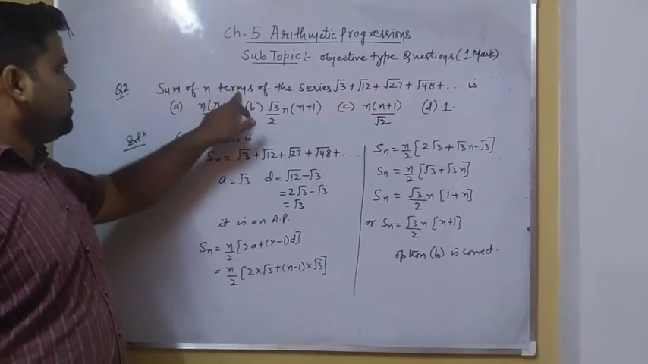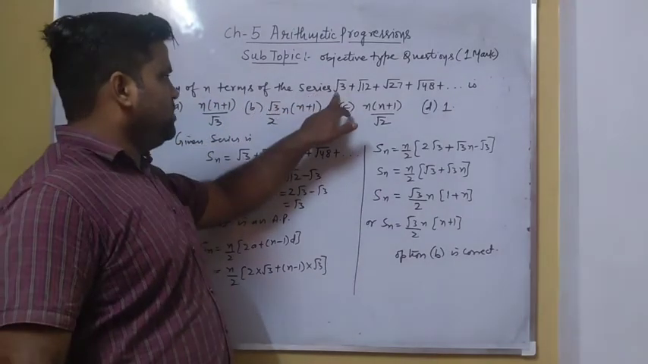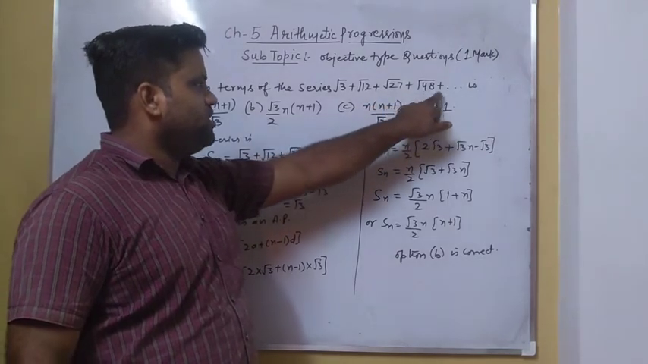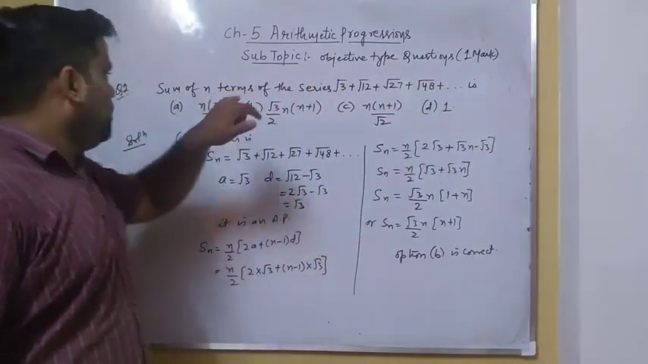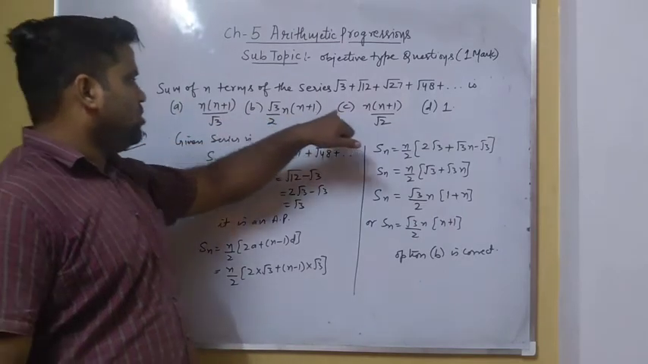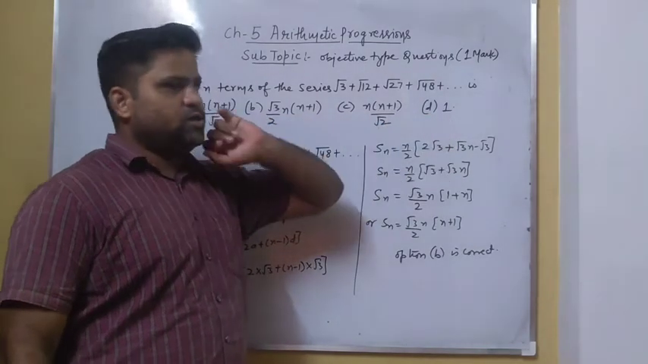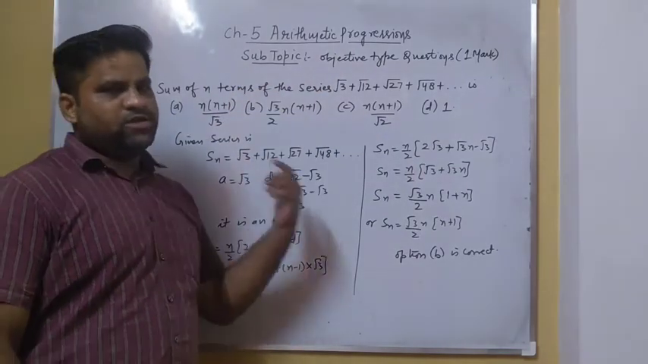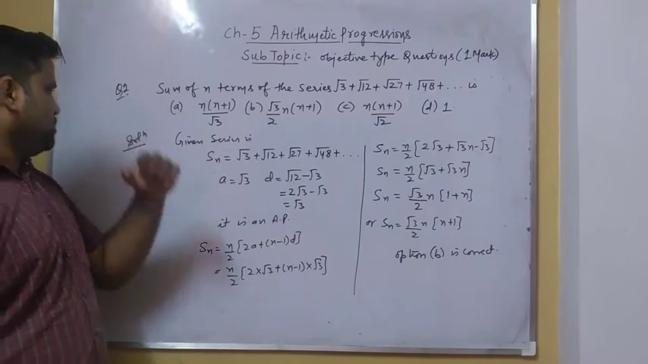Sum of n terms of the series. The given series is root 3 plus root 12 plus root 27 plus root 48 and so on. Is option A correct, option B, option C, or option D? Here we have to find the sum of that series. Which option is correct? Now let us come to the solution.